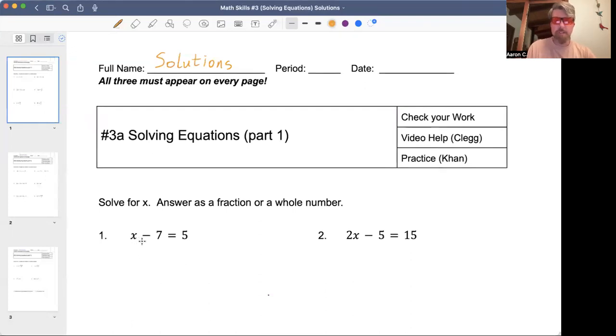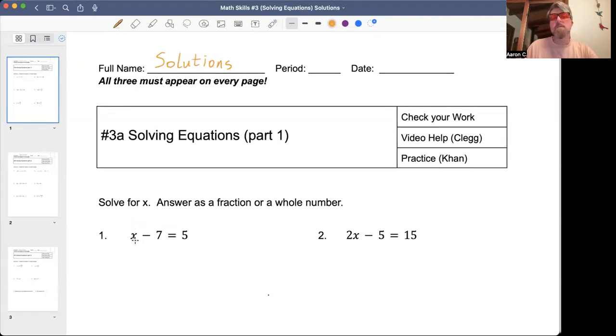So here we have an equation, x minus 7 equals 5. The first thing we might be able to do is solve this in our head. What number, if you subtracted off 7, would be 5? We might figure out that that's 12, like 12 minus 7 is going to be 5. So that's something we can just remember.